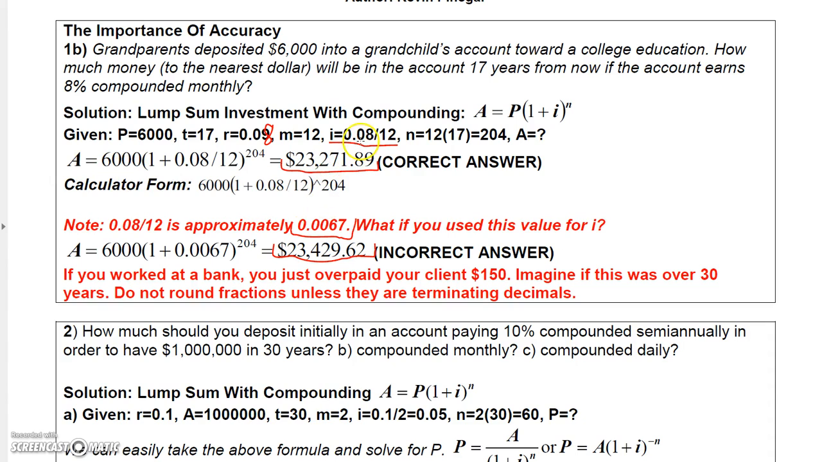So make sure you understand it's important that you only write it as decimals if they're terminating decimals. So this one was not a terminating decimal. 0.08 over 12 is not terminating, so I need to leave it in its proper form, 0.08 over 12.